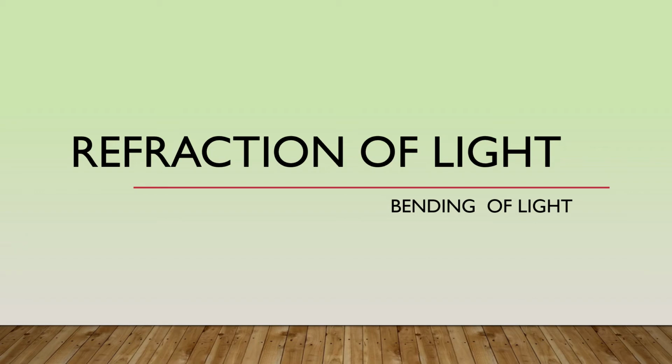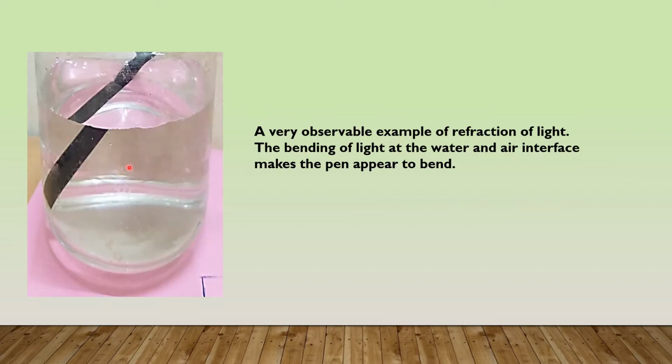Good morning, students. Today we are going to study about refraction of light. Refraction of light means bending of light when it moves from one medium to another. All of you must have seen this type of bending when you observe a pen or a pencil kept in a glass of water. This is an example of refraction. This is the interface of water and air where you can see this bending. So this is a very observable example of refraction of light.